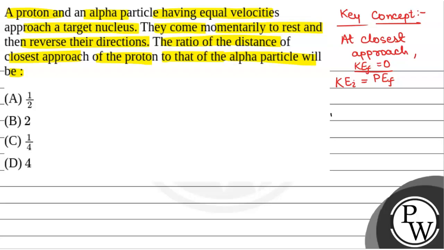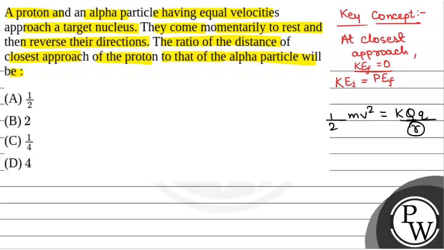So initially kinetic energy was half mv square, and at closest approach, if q is the charge of the particle and capital Q is the charge of nucleus, and q is the charge on particles, the potential energy is kQq by r, where r is the distance of closest approach.